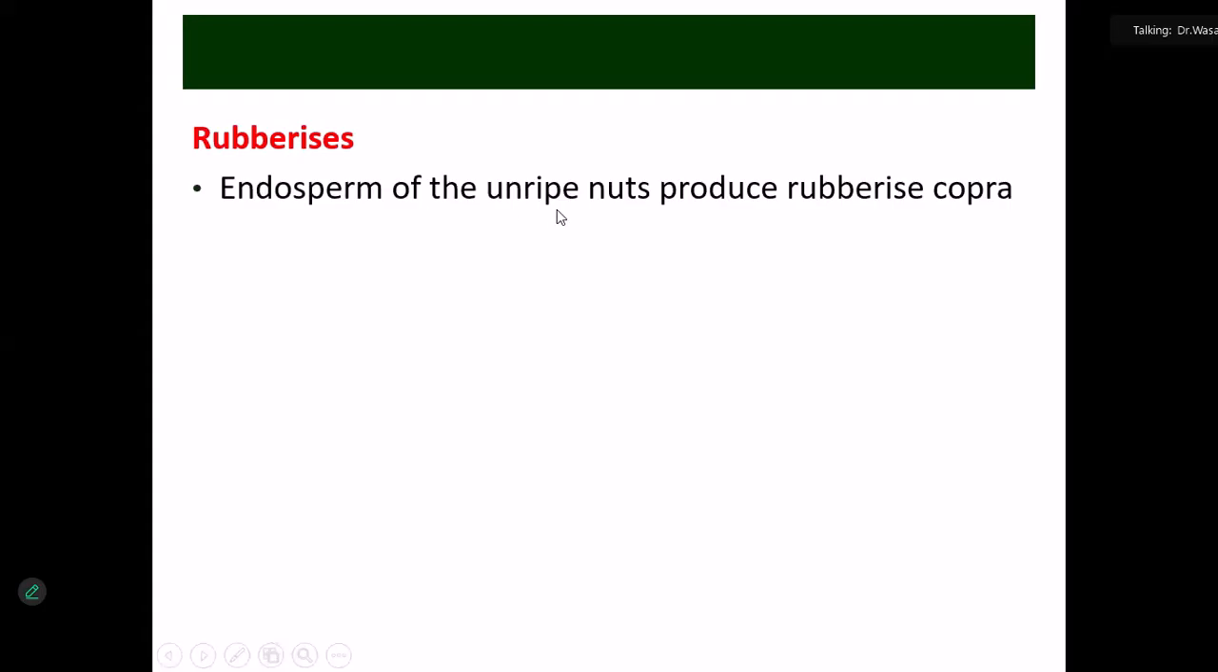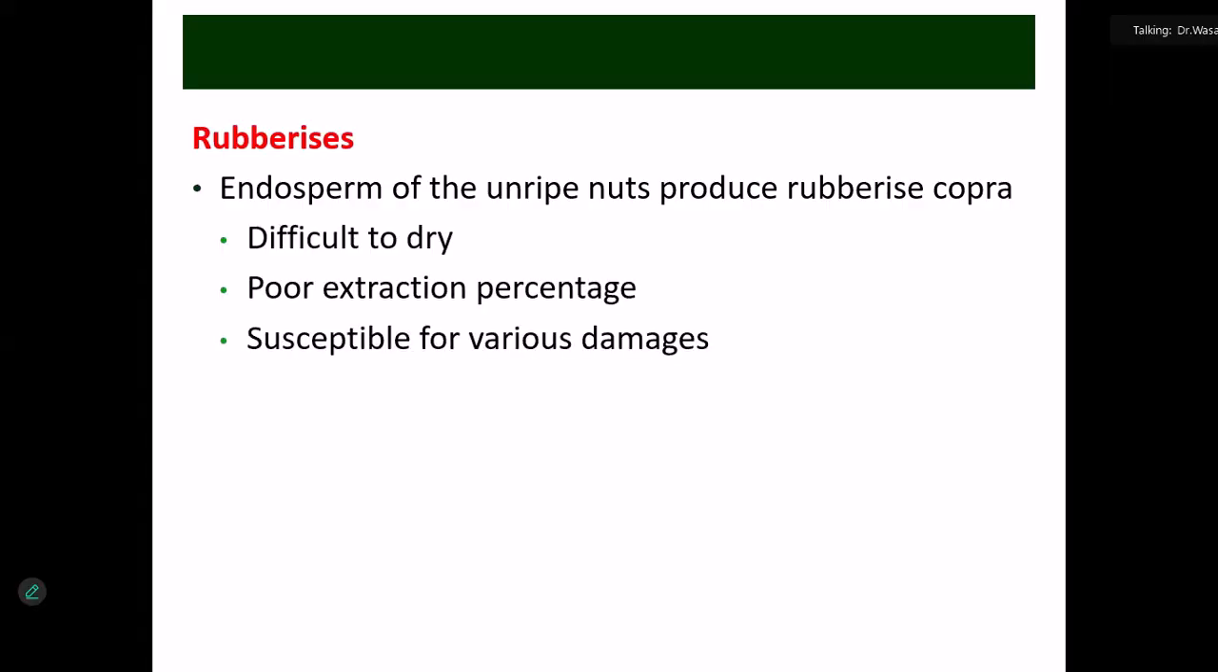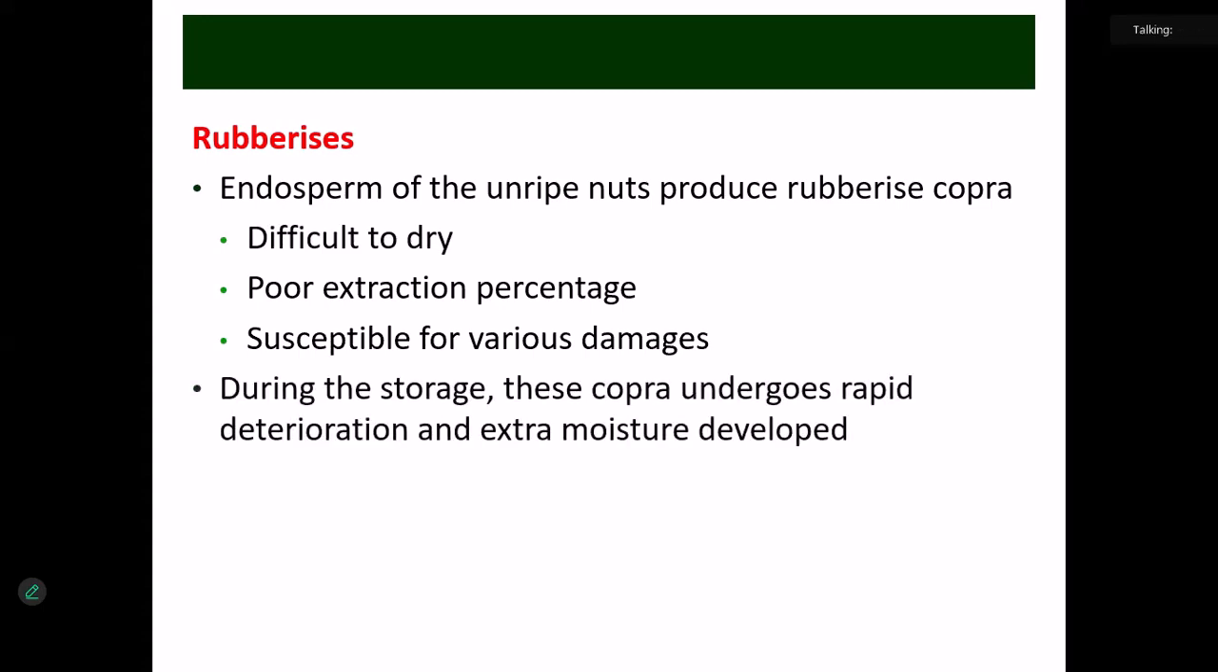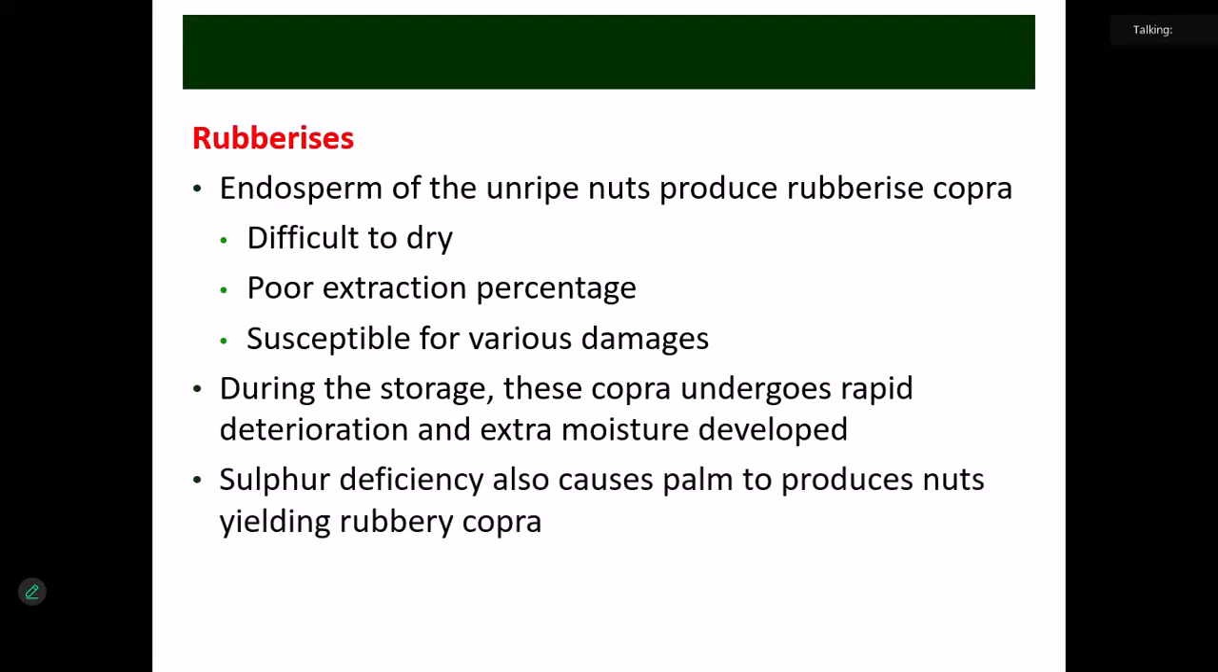You have taken under-mature coconuts to produce copra. Under-mature coconut. So what is the problem then? It is difficult to dry. Poor oil extraction and the oil cannot be kept for a long time. Rubberized copra. During storage, rapid extra moisture. Sometimes in the coconut estates, if there is not enough sulfur in the land, the coconut tree also produces rubberized copra.